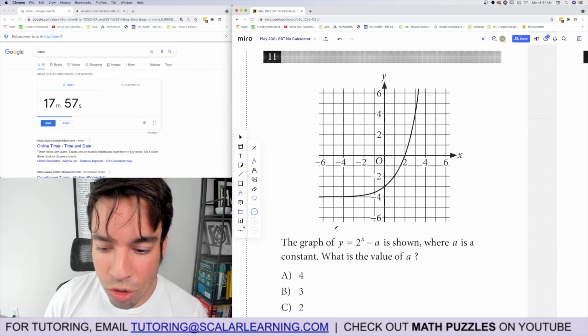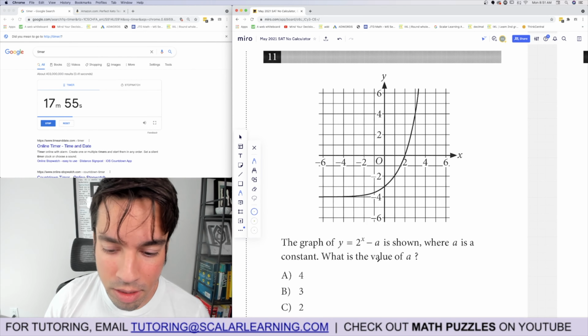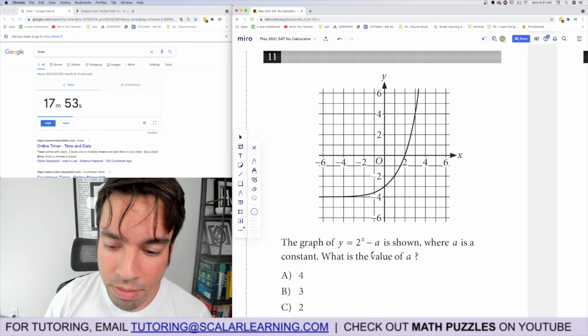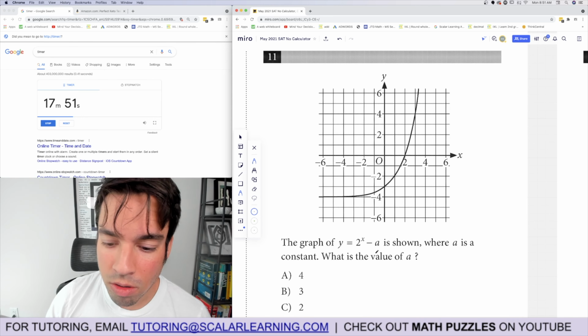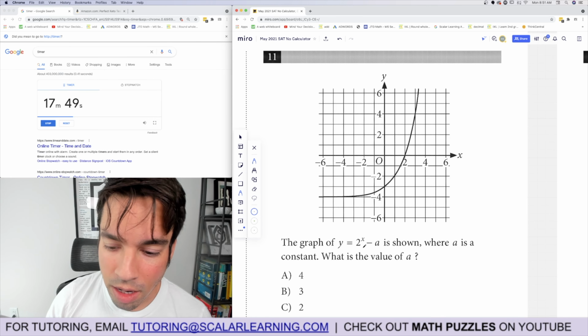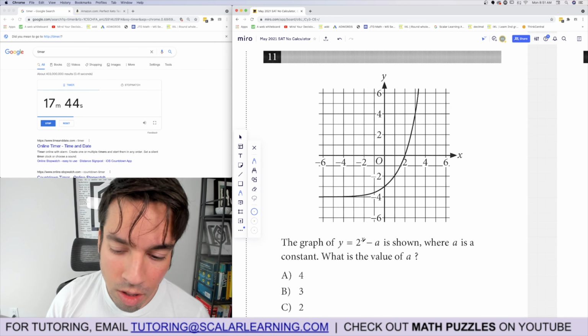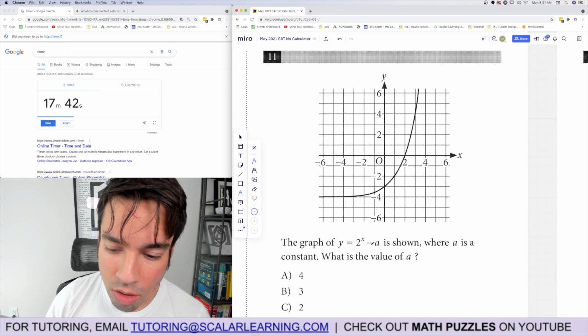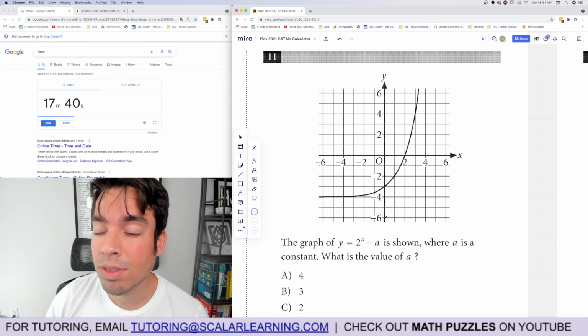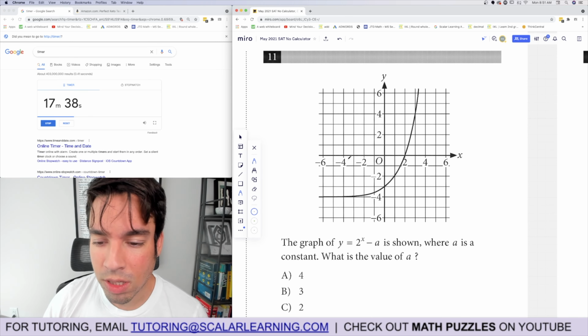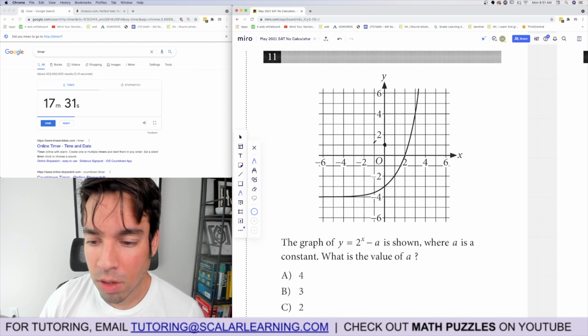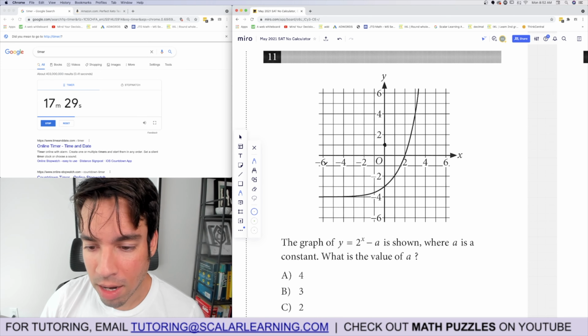Now we go to 11. The graph of y equals 2 to the x minus a is shown, where a is a constant. What is the value of a? All right. First of all, okay, wait, hold on. Let me see. The way we can figure out a is if I plug in 0. Wait a minute, let me think about this for a second. Okay, so normally 2 to the x would have a y-intercept of 1, right? Because if you plug in 0, let's see if I can kind of graph it out.